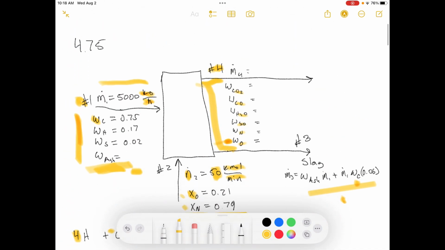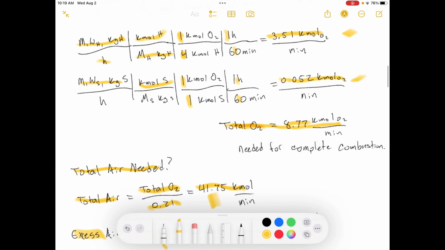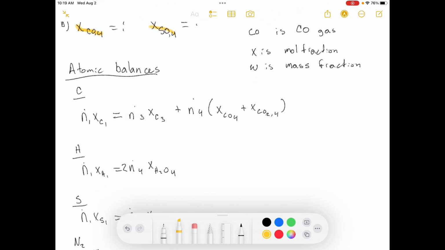Go back up here. They're asking what are these mass fractions or mole fractions, and it's based off of all this other information that they gave to us, so we have to do all of the atomic balances. So we're going to balance carbon, hydrogen, sulfur, oxygen, and the ash, okay, in order to calculate all of these things. So let's just start getting into it. So start off with our atomic balances.